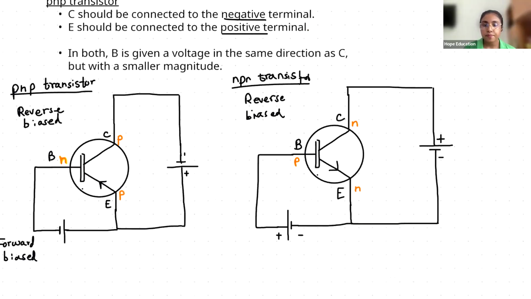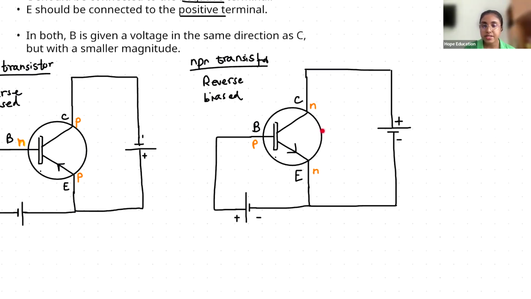Now look here. This is the positive terminal, this is the negative terminal. So current flows like this. It goes this way, which is why the arrowhead is like this. So the current flows out of the emitter.